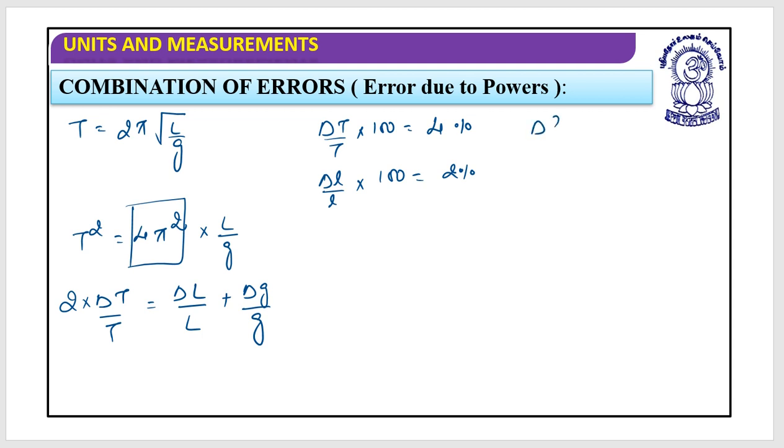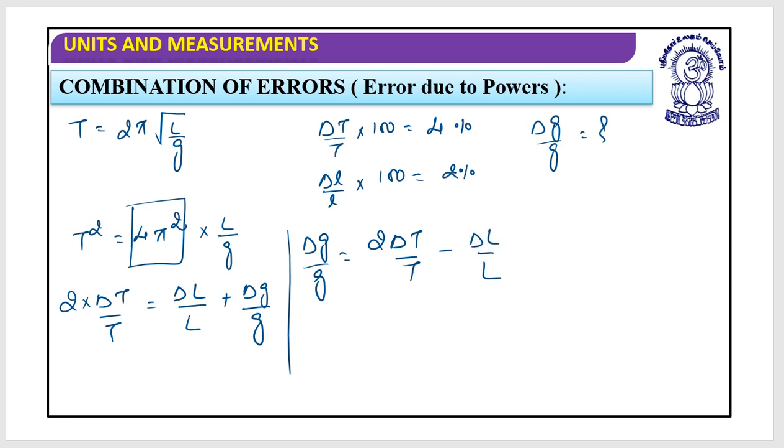Now what you require is delta G by G. So delta G by G should be twice of delta T by T minus delta L by L. If you are doing this, you are making a big mistake. You should write plus. Why? Remember the words: errors are always added. So do not make the mistake of subtracting the error. So delta G by G should be twice of delta T by T plus delta L by L.